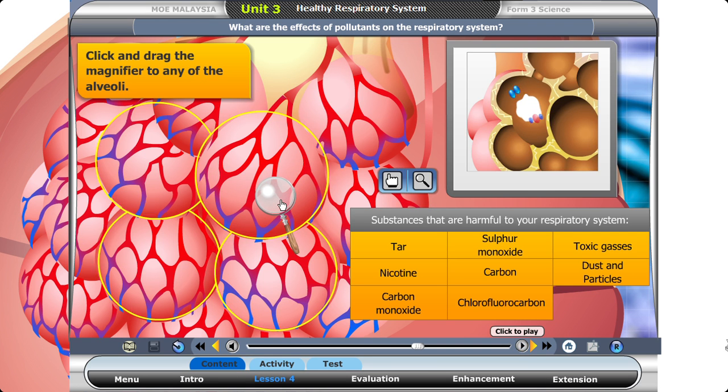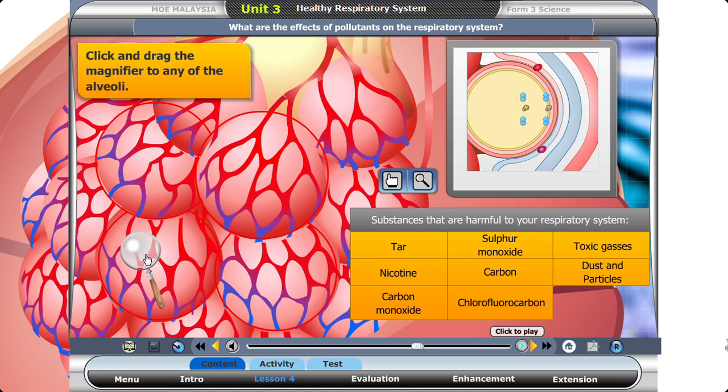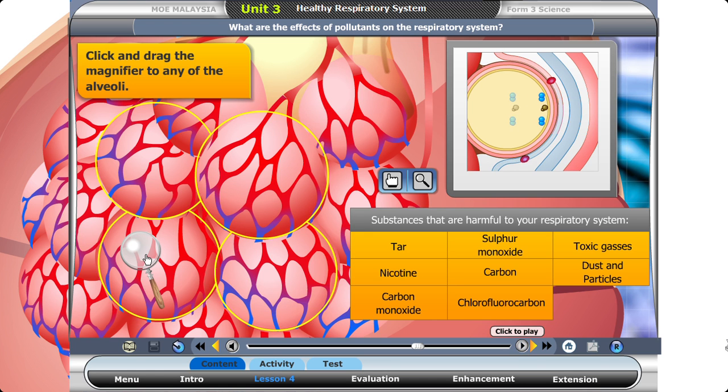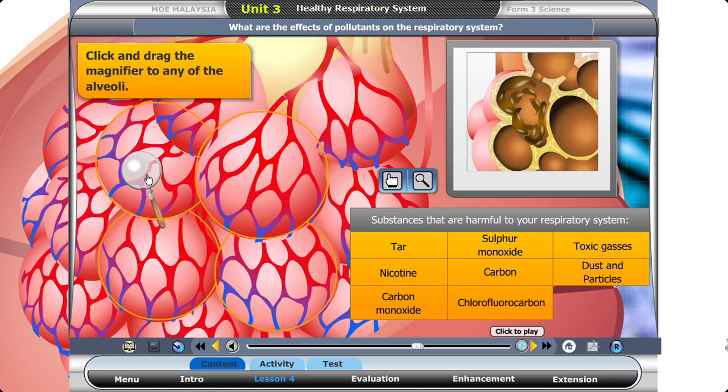Nitrogen dioxide, a common toxic gas, damages the lungs. Carbon monoxide combines with hemoglobin in the red blood cells. This prevents oxygen from combining with hemoglobin to become oxyhemoglobin. Therefore, the body cannot get the oxygen it needs. Tar from cigarette smoke sticks in your alveolus and blocks the transfer of oxygen to your bloodstream.